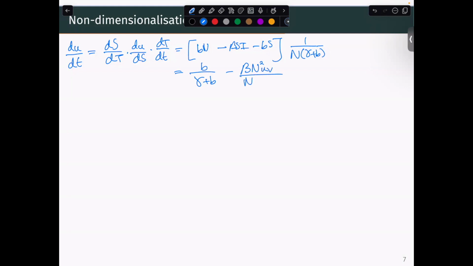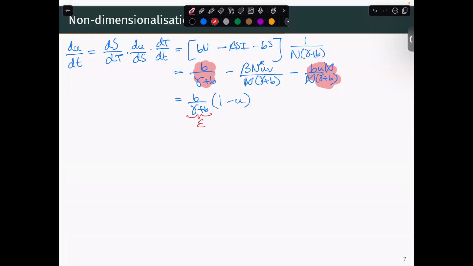And we're dividing this by n times gamma plus b. So those n's are going to cancel. And then at the end, we've got a minus b u. And then we had an n here, and the n is going to cancel with the n in the denominator, and we'll divide it by gamma plus b. So we can see that these two terms here are pretty similar. So we can write this as b over gamma plus b times 1 minus u. And I'm going to rewrite this term here as epsilon.